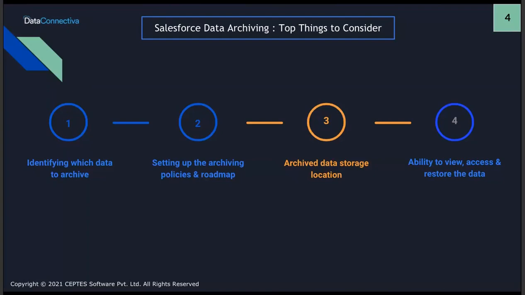And fourth thing is, definitely your users want to view the data, access the data, how they want to view the data, how they want to access the data. So whether they want to restore the data, how frequently they want to restore the data, so what type of data they want to access and view and restore. So all these things which you need to consider while you are choosing an archival system, right?